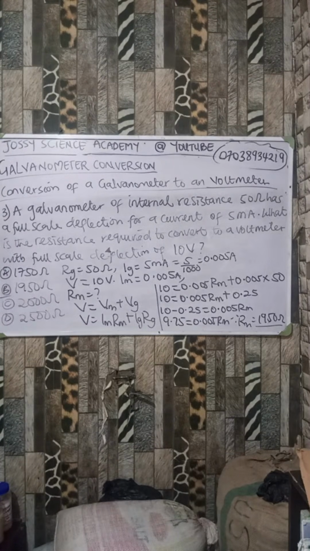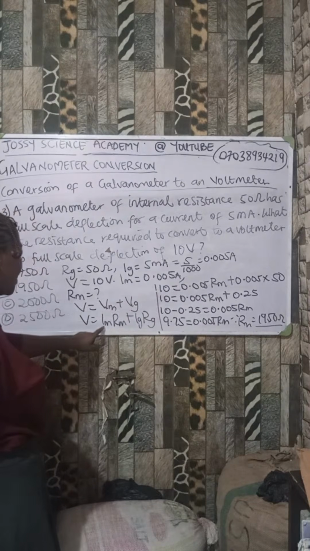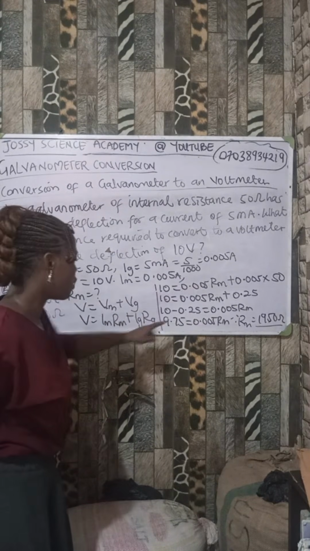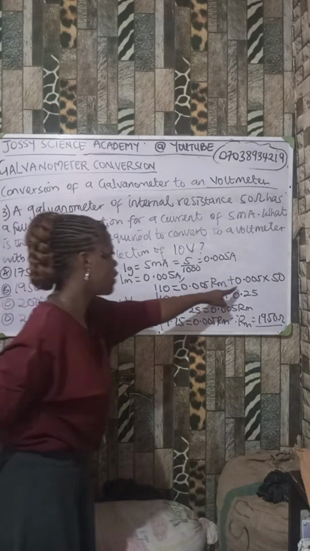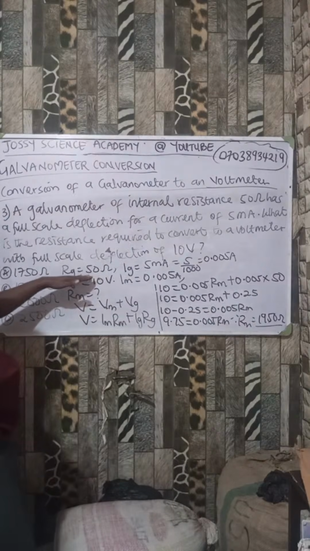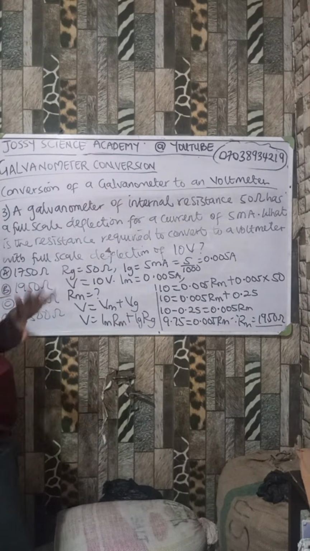From the formula, because they're connected in series, the PD equals VM plus VG. So my V equals IMRM plus IGRG. We put in our values. My V is 10, my IM is 0.005 multiplied by RM, plus my IG, which is 0.005, multiplied by the resistance of the galvanometer, which is 50. So we just work it out.